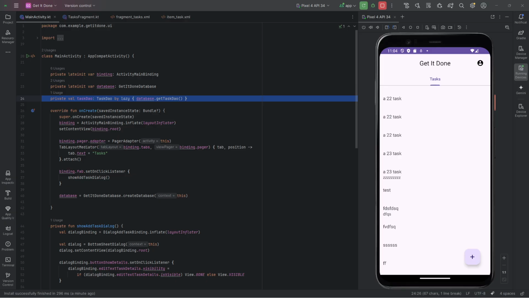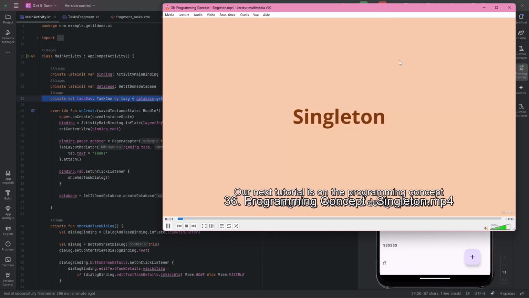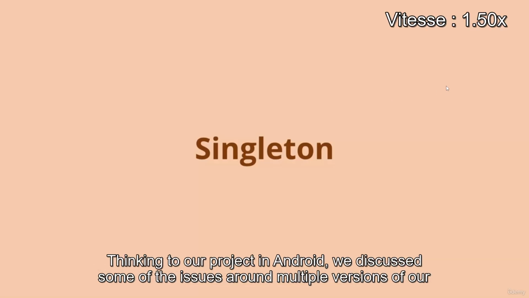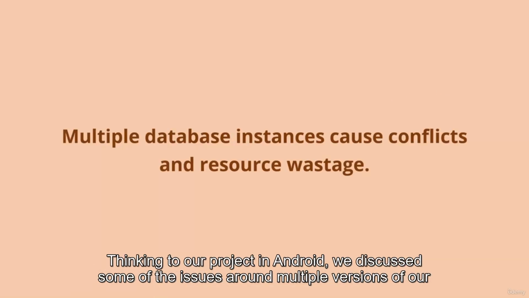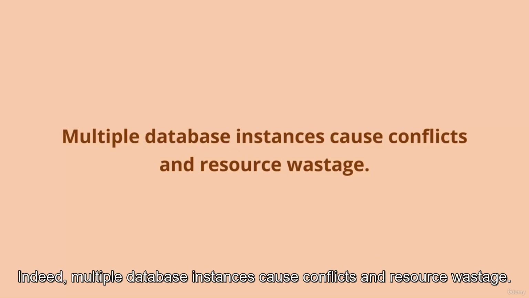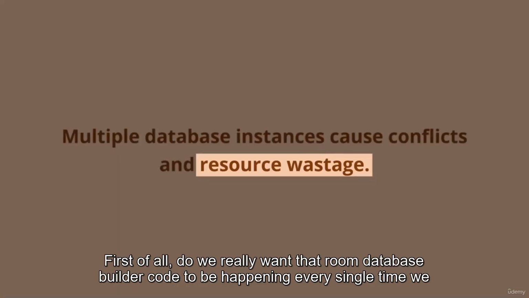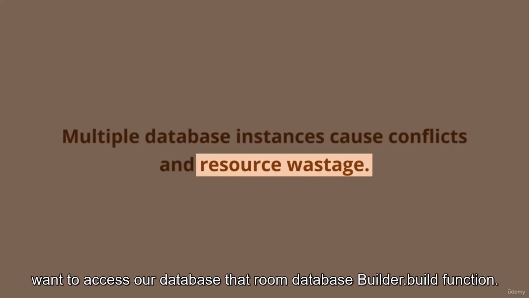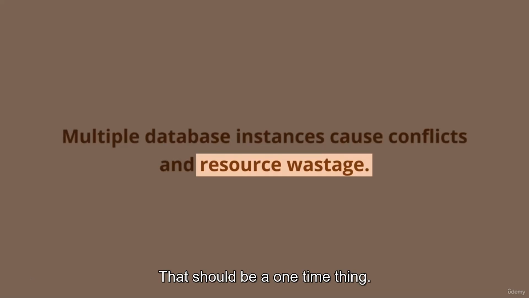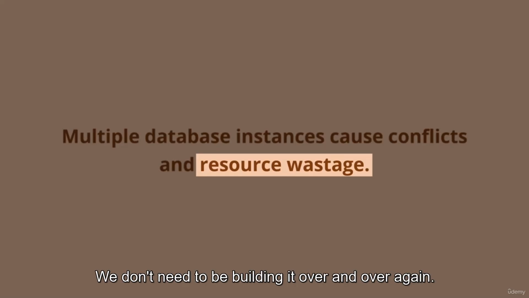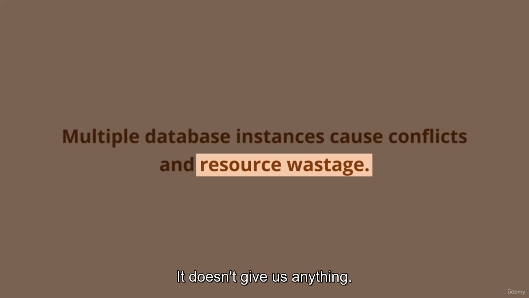Our next tutorial is on the programming concept of the singleton, which is a design pattern. Thinking to our project, we discussed some of the issues around multiple versions of our database. Indeed, multiple database instances cause conflicts and resource wastage. Addressing the resource wastage first of all. Do we really want that room database builder code to be happening every single time we want to access our database? That room database builder.build function, really that should be a one-time thing. We don't need to be building it over and over again. That's a waste of code, a waste of memory. It doesn't give us anything.